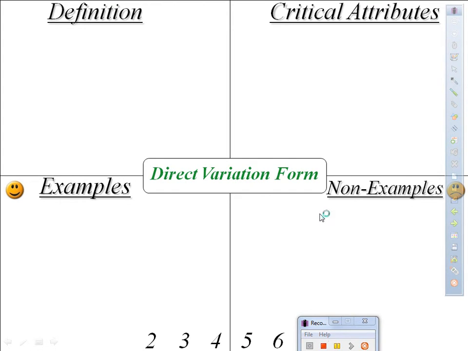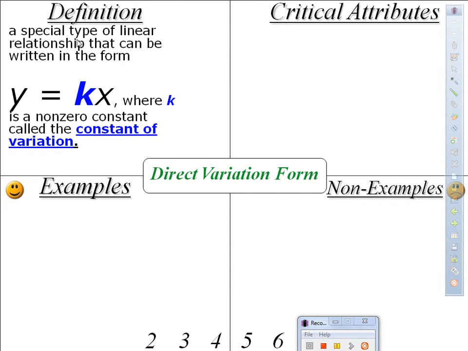Direct variation form. It says, a special type of linear relationship that can be written in the form y equals kx, where the k is a non-zero constant called the constant of variation. So therefore, k cannot be what number? 0. It cannot be 0. It has to be any other number. Okay? And it has to be in this form.